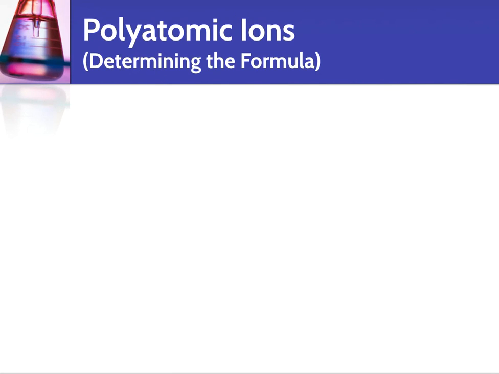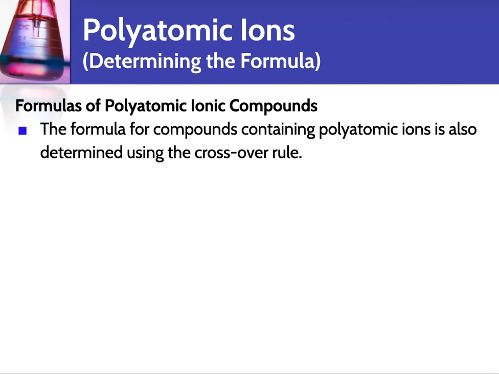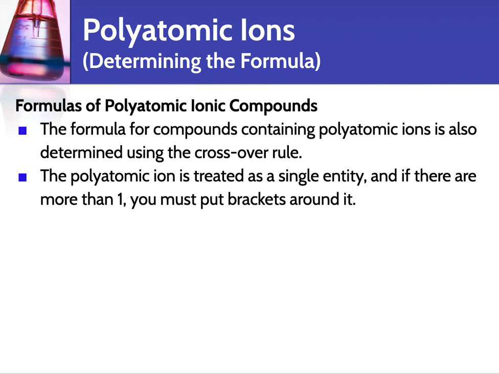How about going the other way? So we've got the name, we need to figure out the formula. Again, you're going to use that crossover rule. But the important thing is that the polyatomic ion gets treated as a single entity. And so if there are more than one, you have to put brackets around it to say that there's 2 of the whole thing, not just 2 of one of the elements.